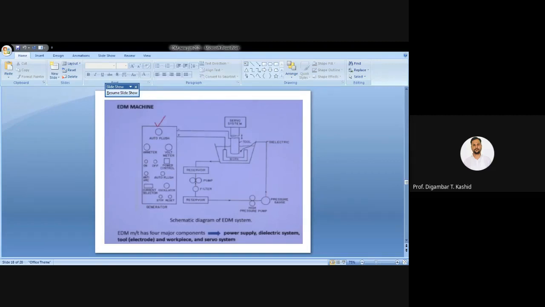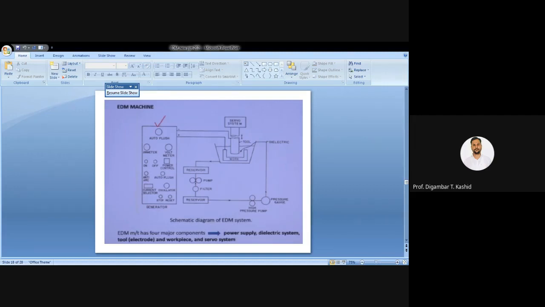Then another property is that the deionization time should be as short as possible. It should deionize the gap immediately after the spark has occurred, and the dielectric should act as an effective cooling medium. It should take away the unnecessary heat, and it should have a high degree of fluidity.